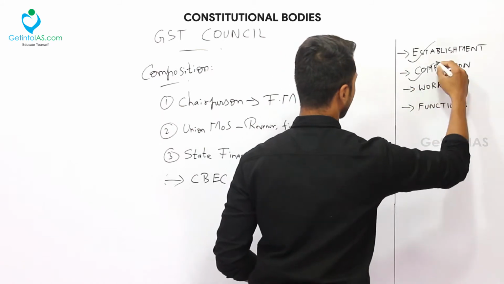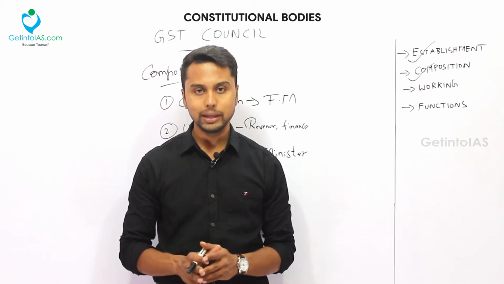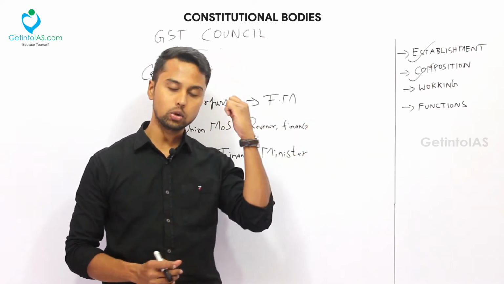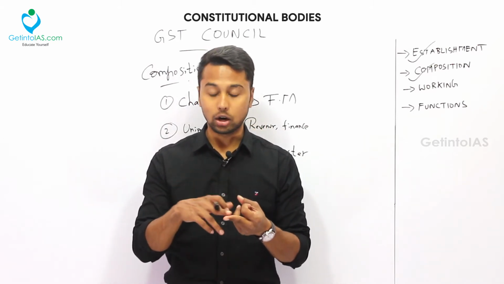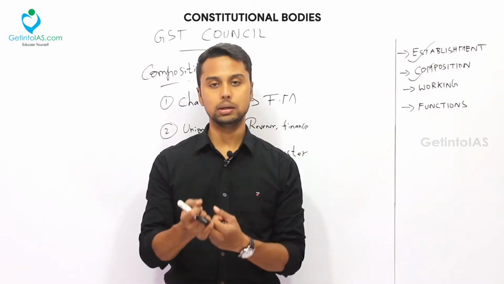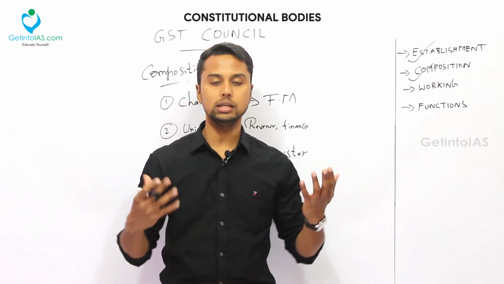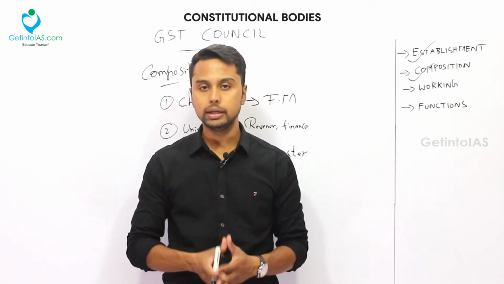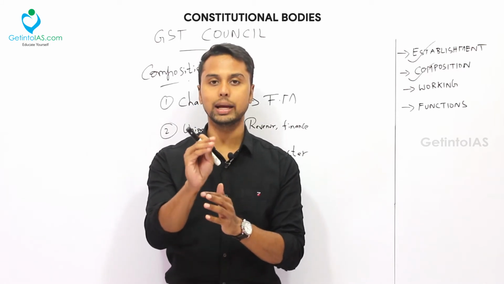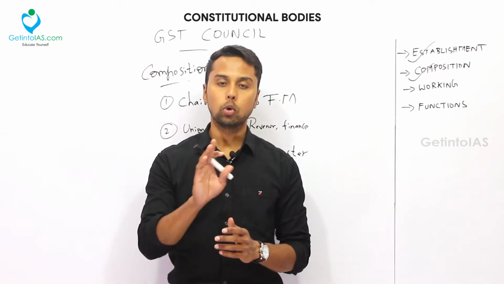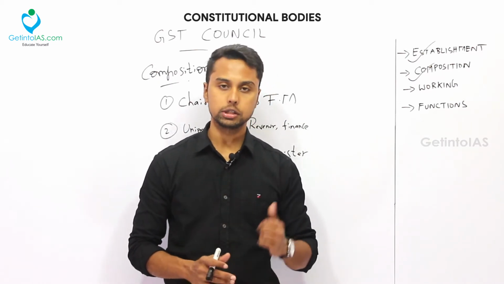Next, coming to the working. Speaking about the working of the council, it has regular meetings. All the members we have seen, including the finance minister, the minister of state for union, all the state finance ministers, and the chairperson of CBEC as permanent invitee, will come to the meeting. There is a quorum. Quorum means the minimum eligibility for the meeting to happen: one half of the members should be present. Then only the meeting can take place. That is the quorum for this council.